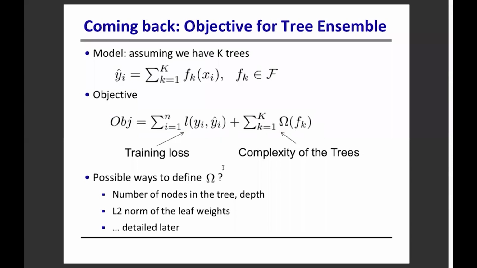Now, the possible ways of defining sigma, or is this sigma only, or do we call it something else? It's like ohm. So omega, yeah, thank you. So possible ways to define the regularization term: the number of nodes in the tree. Remember that we minimize the number of leaves or max depth and so on. And second is the L2 norm of the leaf weights, just like linear regression. We could do that, right? There could be many more things in each tree that could be minimized.